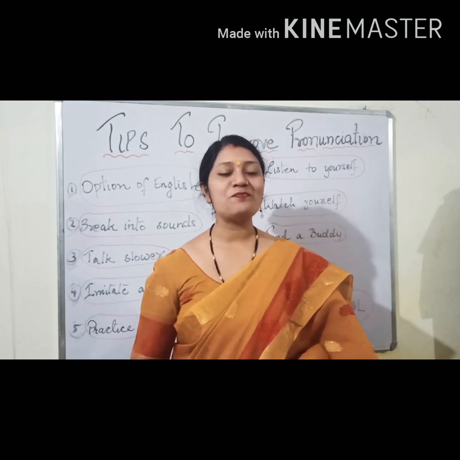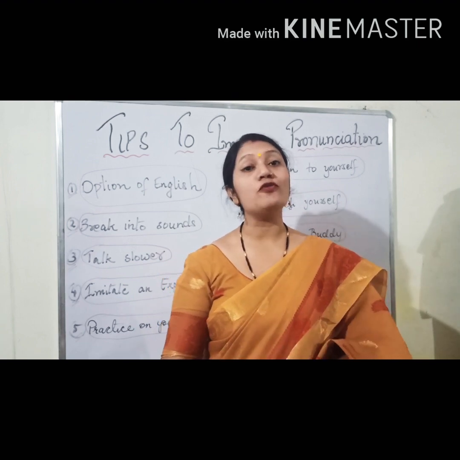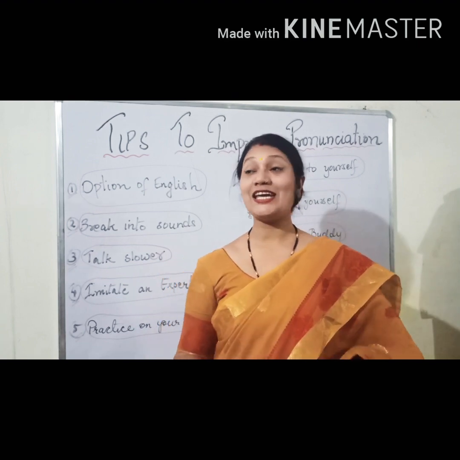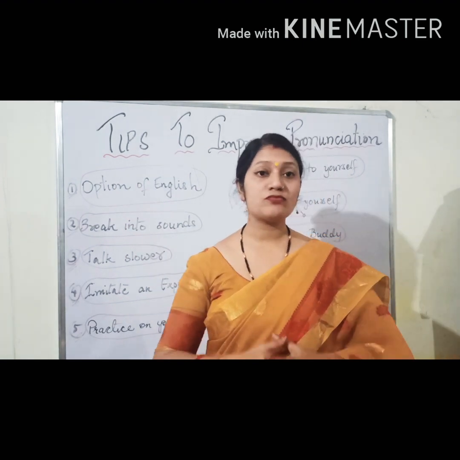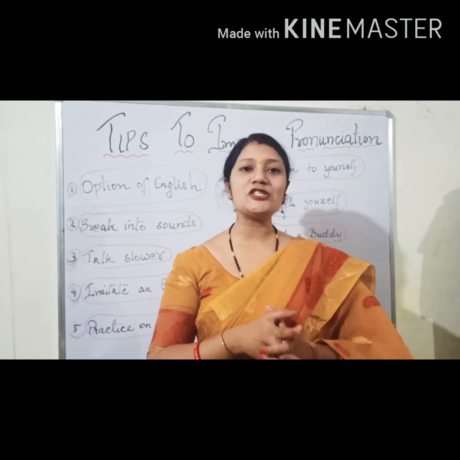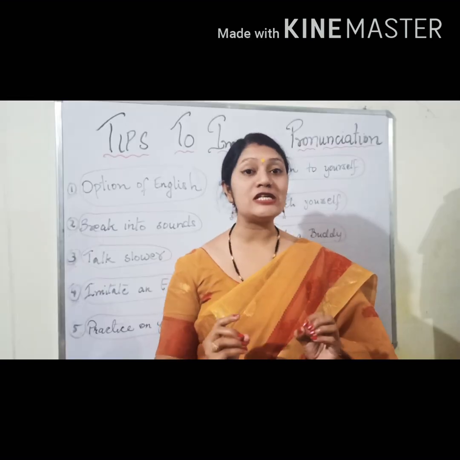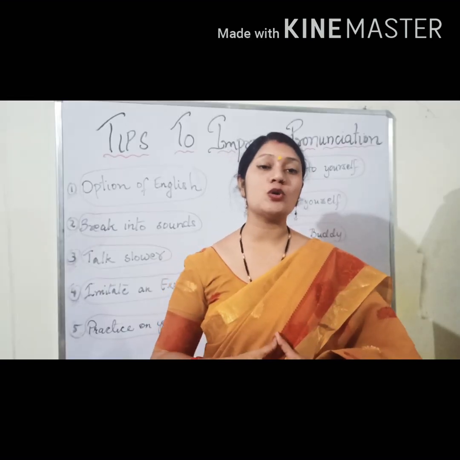So, let's get started. Very first thing that you need when you want to improve your English pronunciation is deciding on the option of English. Now, what options of English do we have in hand? Options of English means you want to sound like an American, you want to sound like a British. These are two different accents that you have in hand. So, obviously, you have to first choose which way you have to go.